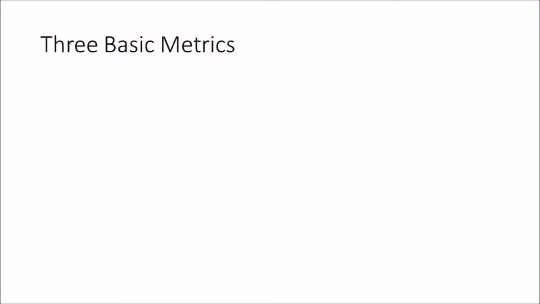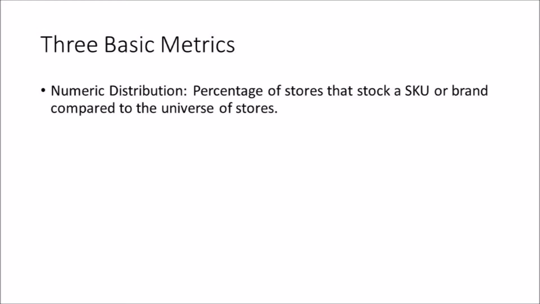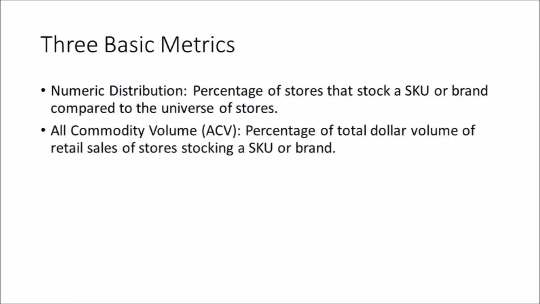Now, the three basic measures are first, numeric distribution. This is basically a count of the individual outlets, sometimes called doors, that stock an item, expressed as a percentage of the total number of outlets. The second metric is all commodity volume.